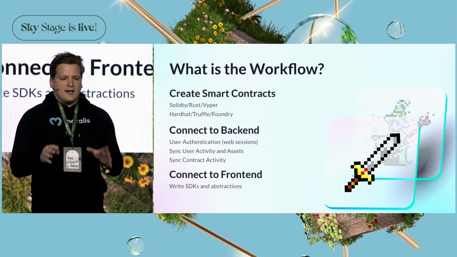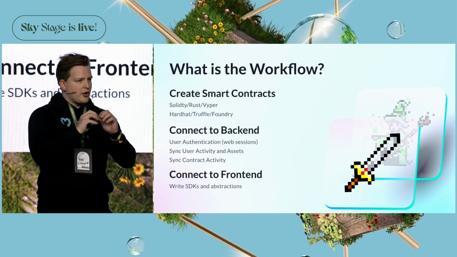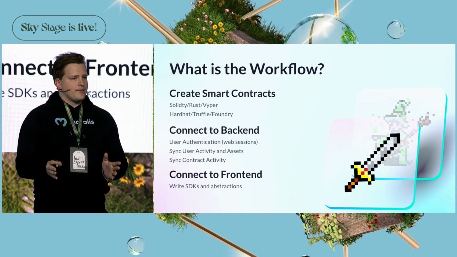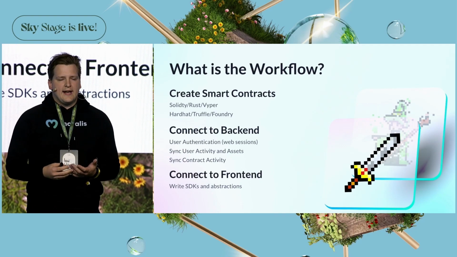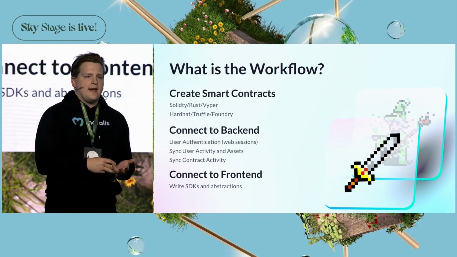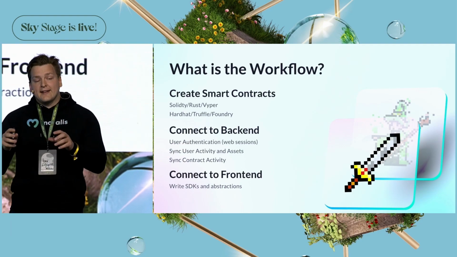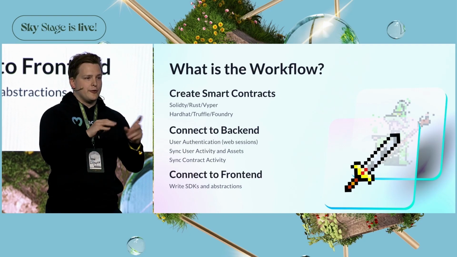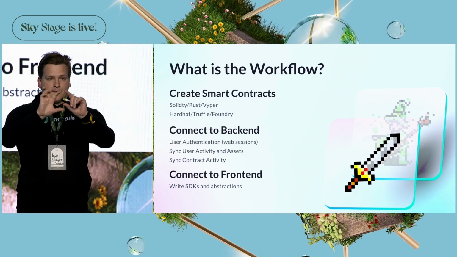So that's the next part. We're going to discuss why it's so difficult and how we can extend the current tools and the current workflows. The current workflow when it comes to building a full-stack dApp is that first you have to create smart contracts. Here you will be using a programming language like Solidity for EVM, or Rust for Solana, or Vyper for EVM. Then you will be using different tools, whether it's Hardhat, or Truffle, or Foundry, in order to develop them, upload them, test them, and so on. So that's the first step of the workflow.